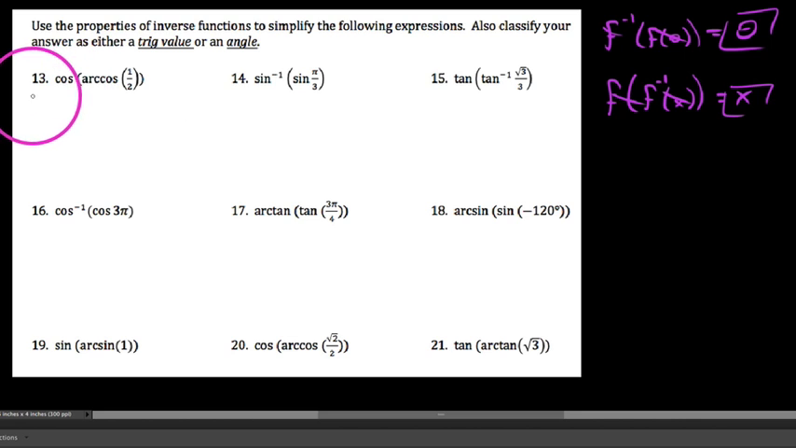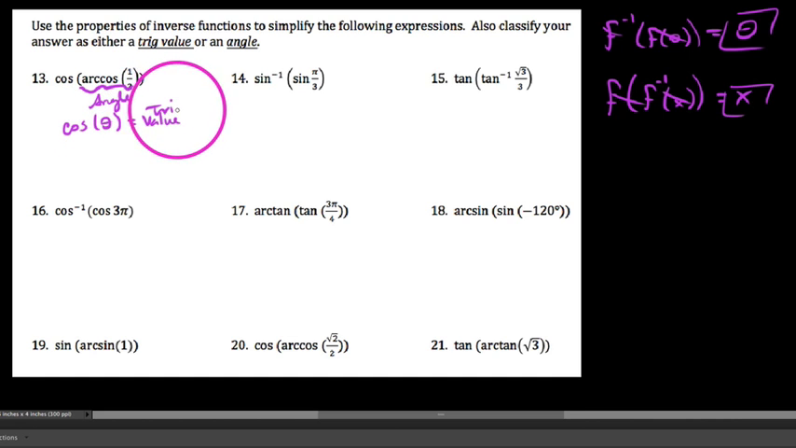So when I look at something like number 13, the first thing I want to recognize is that this inner portion right here, let's see if I can highlight that. Get my pen tool back out, hopefully. This inner portion right here, this is an angle. So what we're doing is taking the cosine of some angle, and what you have to realize is that this gives us a trig value. So the first thing I want to indicate is that what we're finding here is a trig value.